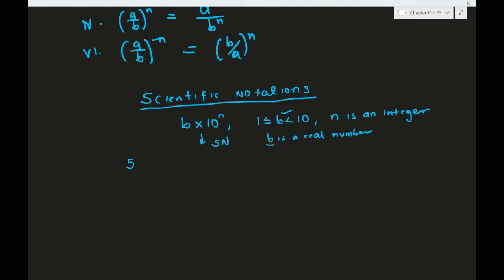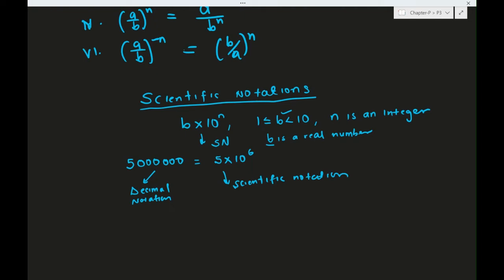For example, if you have 5 million, we can write it as 5 times 10 raised to the power 6. You see this number is very large. This is what we call decimal notation, but this is now in scientific notation.